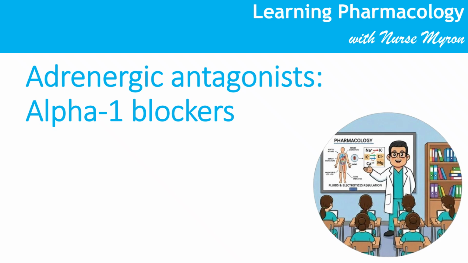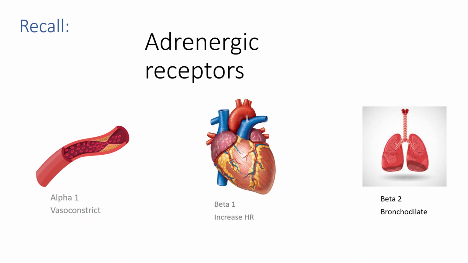First, we have your adrenergic antagonists, alpha-1 blockers. Recall from our discussion on adrenergic drugs the different adrenergic receptors, namely your alpha-1 found in the smooth muscles, especially of the blood vessels, beta-1 primarily found in the heart, and beta-2 receptors primarily found in the airways in the lungs. When stimulated, alpha-1 receptors cause vasoconstriction, beta-1 causes an increased heart rate, and beta-2 produces bronchodilation.